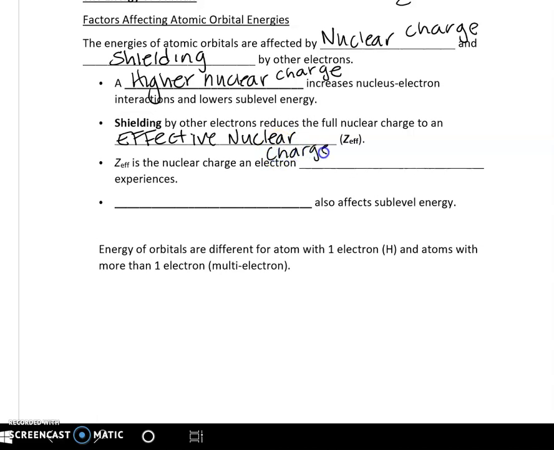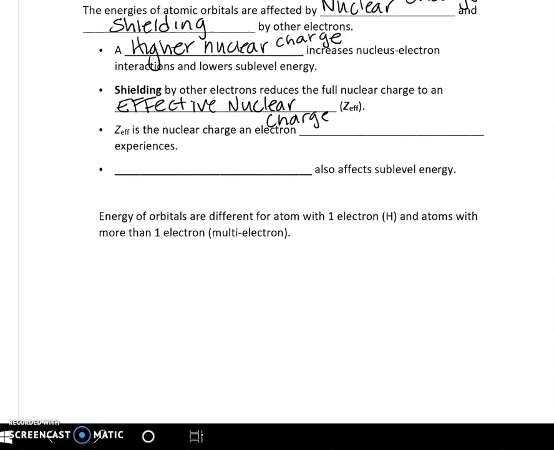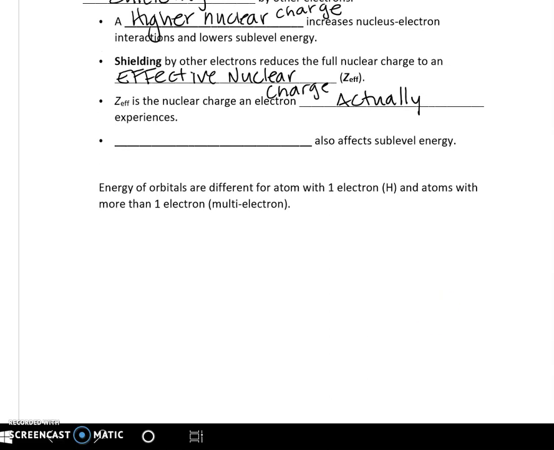And the symbol we use for that is Z effective. And again, I'm going to go over shielding a little bit later on, but I'm just going over factors that are going to affect our orbital energies. And our Z effective is the nuclear charge that the electron will actually experience. Okay, and again, I'm going to go over it in more detail, but it's the actual charge that electron experiences. And then what's also going to affect our sublevel energies is the shape of our orbital.